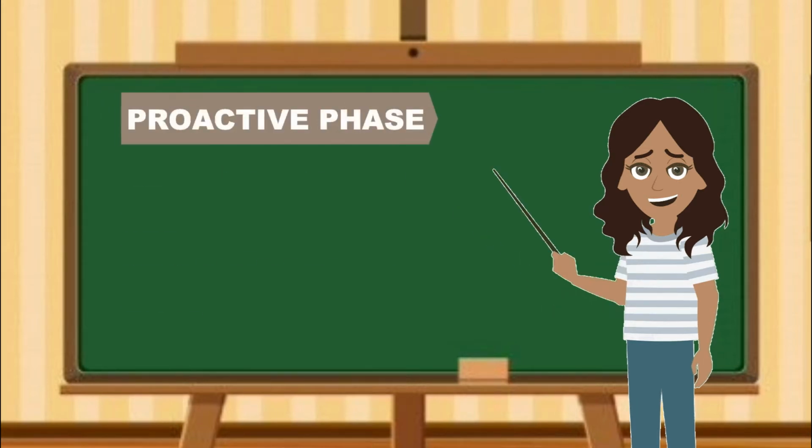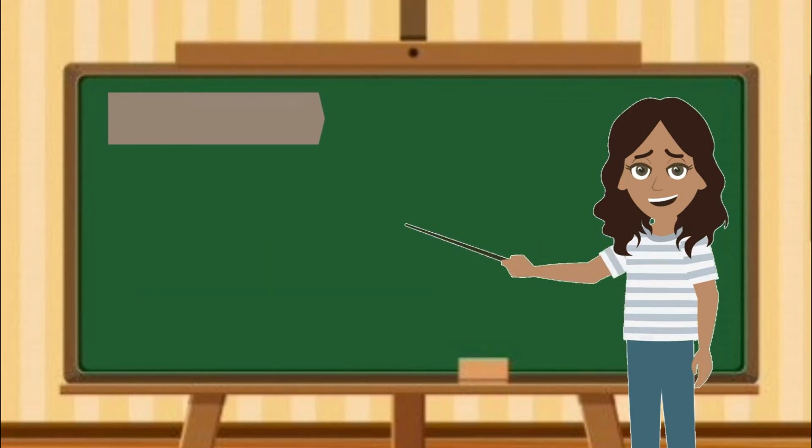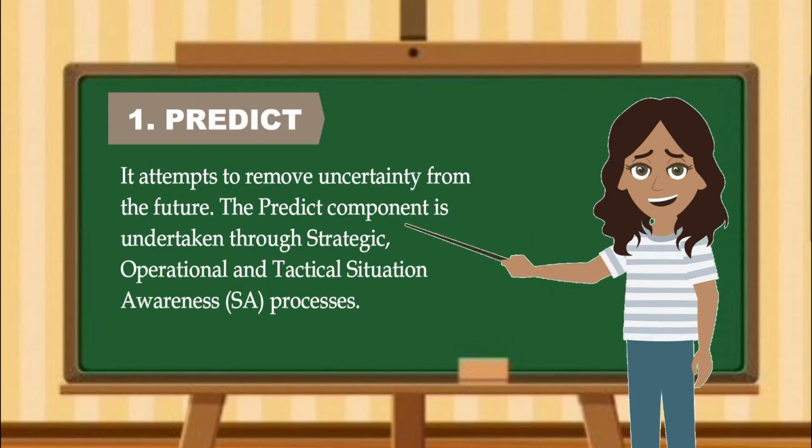The proactive phase is designed to predict or prevent the probability of occurrence of an event and at the same time prepare to handle the situation when they occur. Under the proactive phase, the first component is predict. It attempts to remove uncertainty from the future. The predict component is undertaken through strategic, operational, and tactical situation awareness processes.